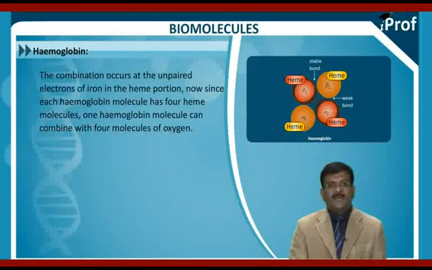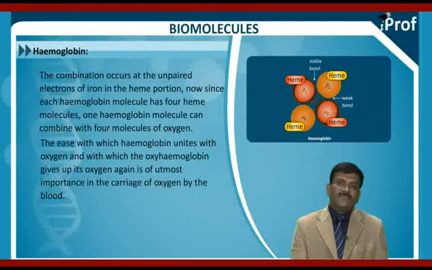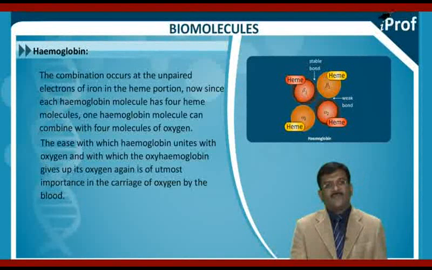occurs at the unpaired electrons of iron in the heme portion. Now, since each hemoglobin molecule has 4 heme molecules, one hemoglobin molecule can combine with 4 molecules of oxygen. The ease with which hemoglobin unites with oxygen and with which the oxyhemoglobin gives up its oxygen again is of utmost importance in the carriage of oxygen by the blood.